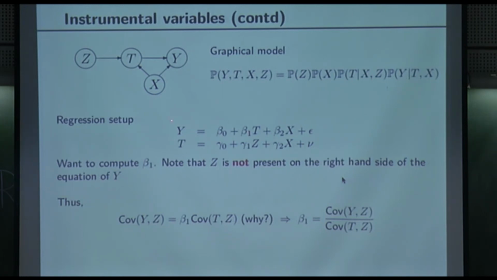So what you do is you take this equation and you take the covariance of y with respect to this z variable. So on the left hand side you get covariance of y, z. On the right hand side you get the covariance of beta 0 with z, which is 0 because it's a constant. Then you get the covariance of t with respect to z, and then we have assumed that x and z are independent. So the covariance of x with respect to z is equal to 0. So you automatically get beta 1 is equal to the covariance of y, z divided by the covariance of t, z.